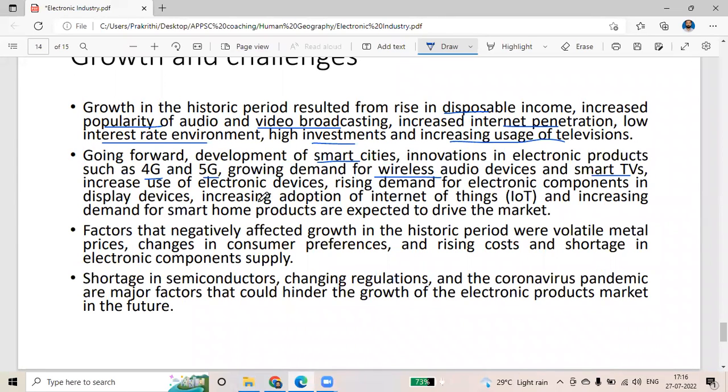And there are certain negative factors. One is volatile metal price, the price of the metal used to make these. If you look at the early computers, they were very hard, with a lot of iron content. Now it is not as much. We have changed a lot.